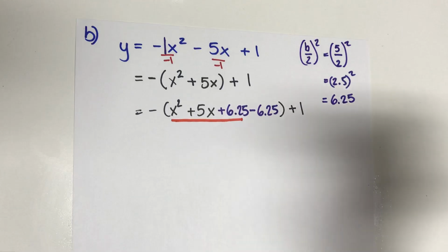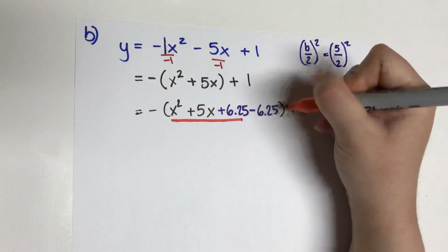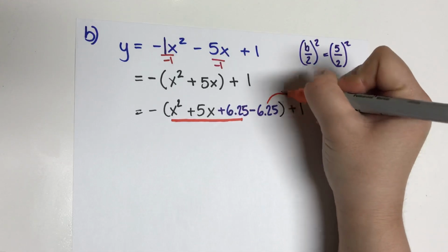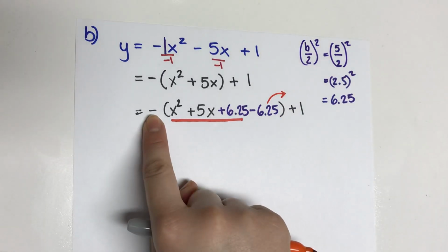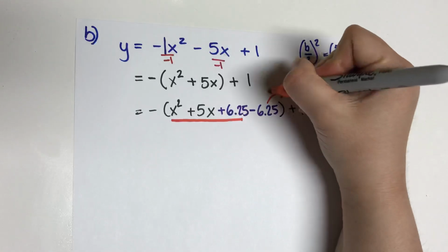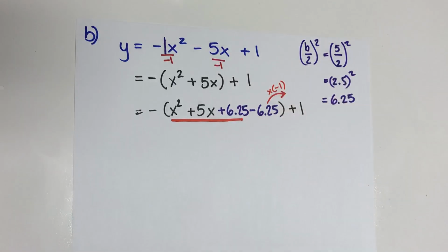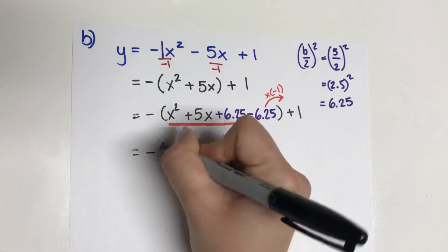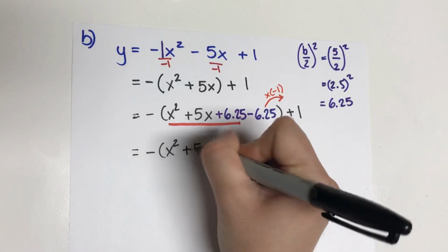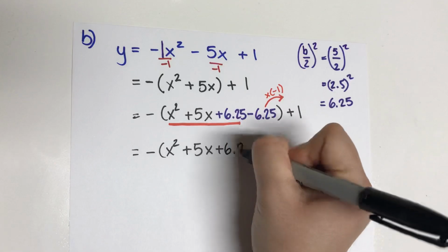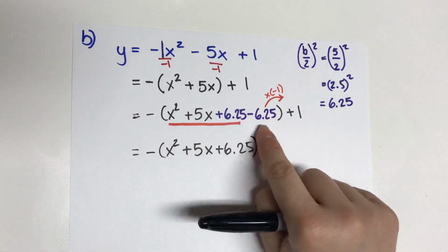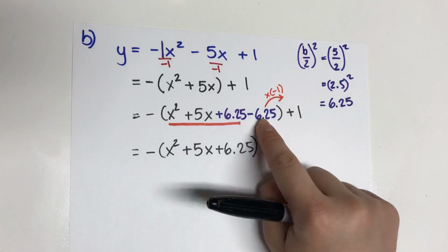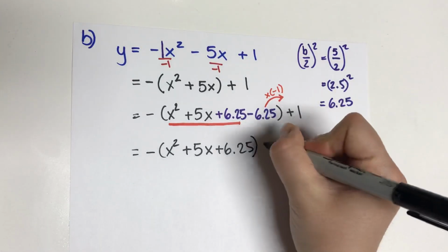So I want to get rid of the minus 6.25, so I'm going to take it outside of the brackets, and before I do that, I have to multiply it by the number at the front, so I'm going to multiply it by -1. So I'm left with -x² plus 5x plus 6.25. -6.25 times -1. Negative times negative is positive.